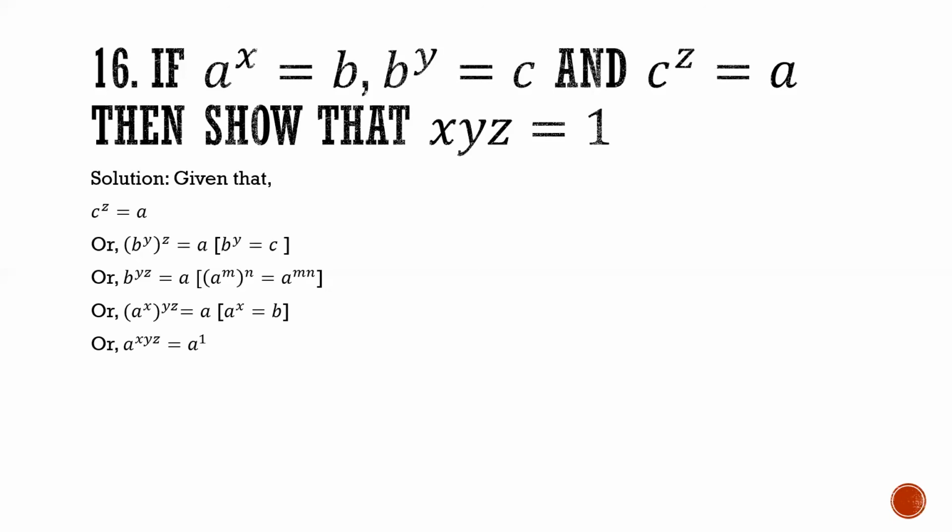So we cannot have 2 equals 4 or 2 equals 8 or 2 equals 16. They cannot be equal. So if the base is the same, that is 2 on the left side and 2 on the right side, for them to be equal, their powers should be equal. So from that sense, we can say that a to the power xyz equals a to the power 1 means xyz equals 1. So this is our solution.